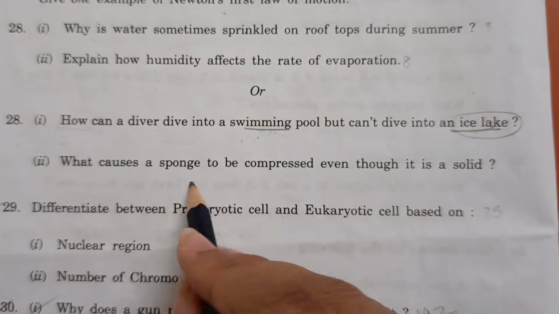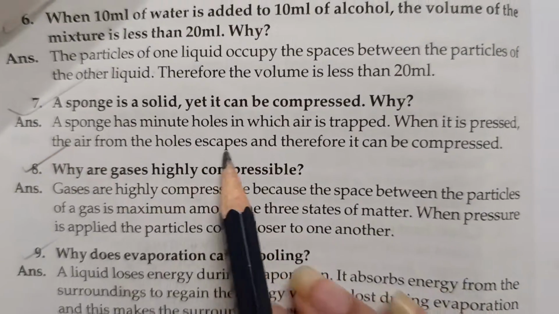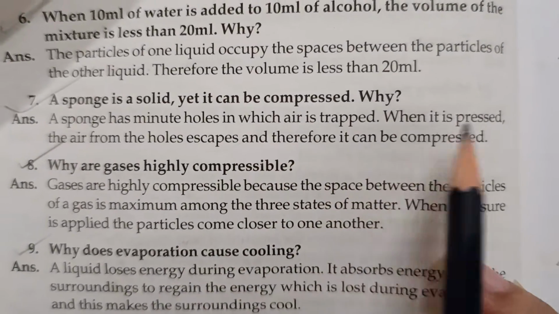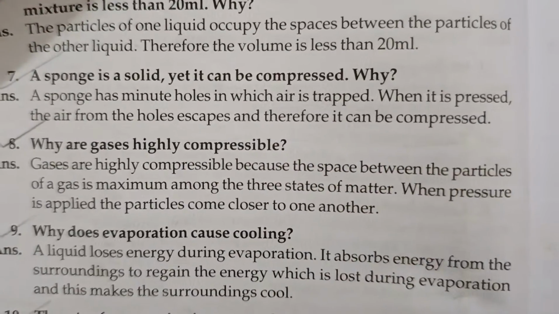Question number 2. What causes a sponge to be compressed even though it is a solid? A sponge has minute holes in which air is trapped. When it is pressed, the air from the holes escapes and therefore it can be compressed.